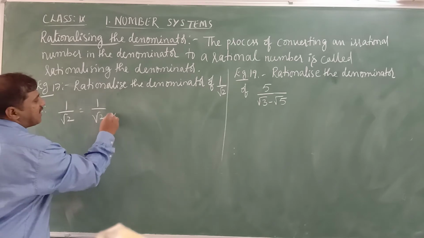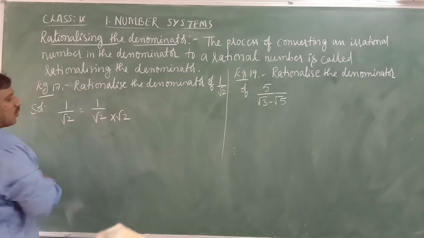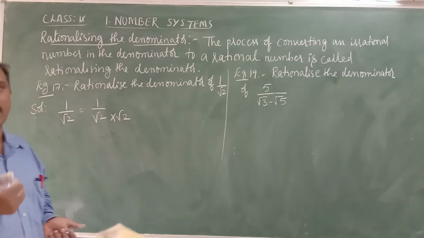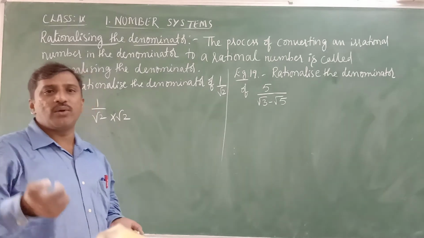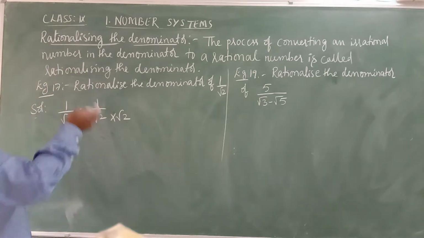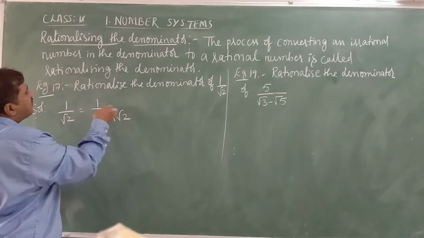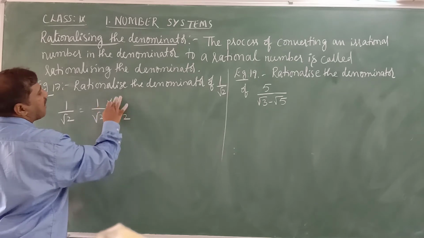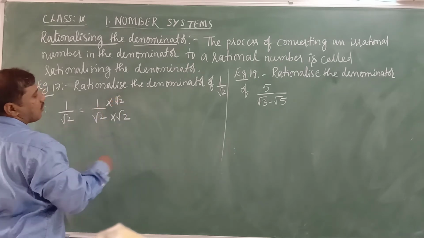If I multiply √2 into √2, we get (√2)², which is 2. 2 is a rational number. So when we multiply the denominator, simultaneously we have to multiply the numerator also with √2.